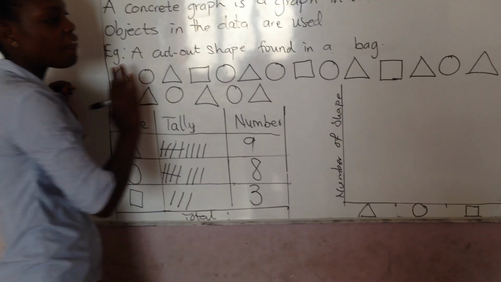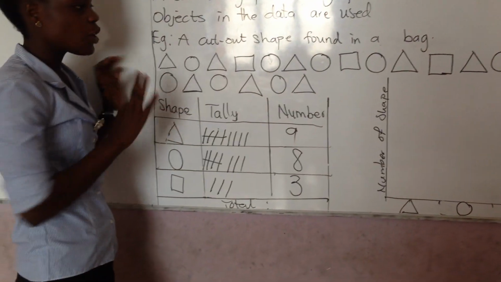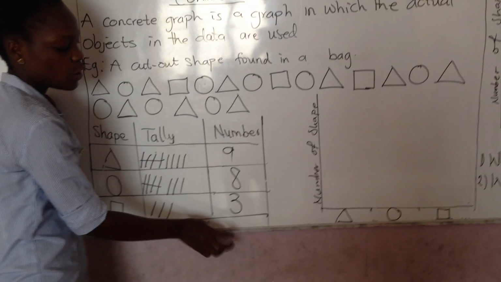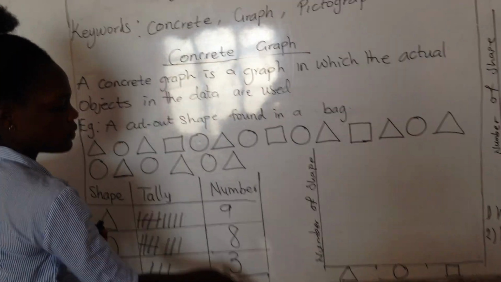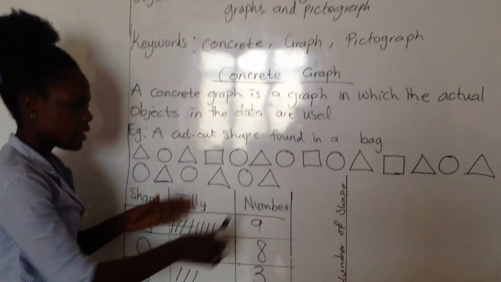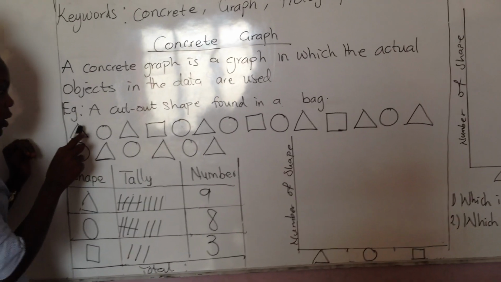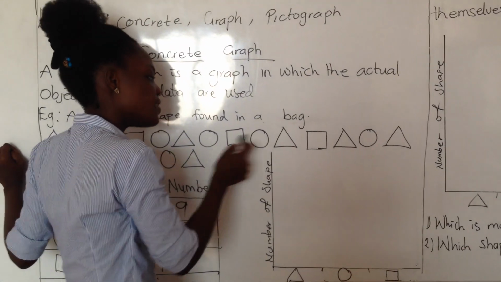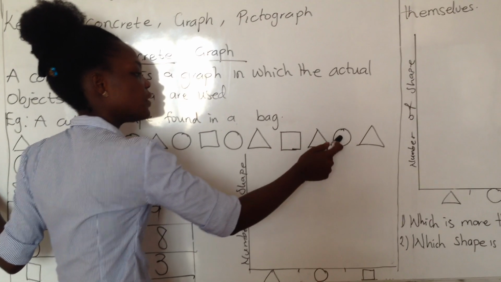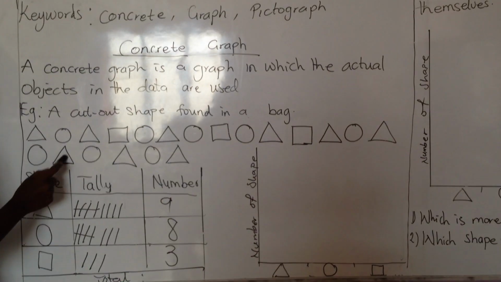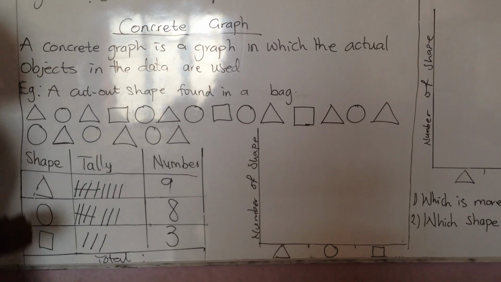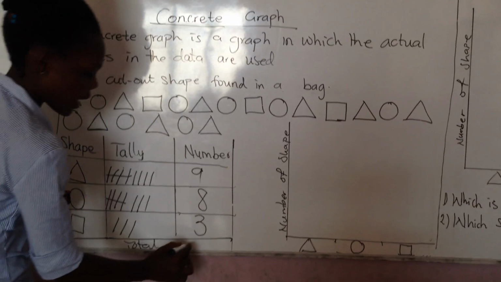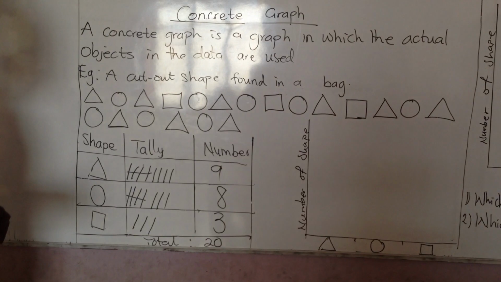After that, you count every shape, then you count them all together, and then you write the total number. Or you add the numbers in the number part, and then you write the answer. So let's count the shapes together. 1, 2, 3, up to 20. So 20 shapes were cut out and put in the bag. Now we are done with the tally chart.